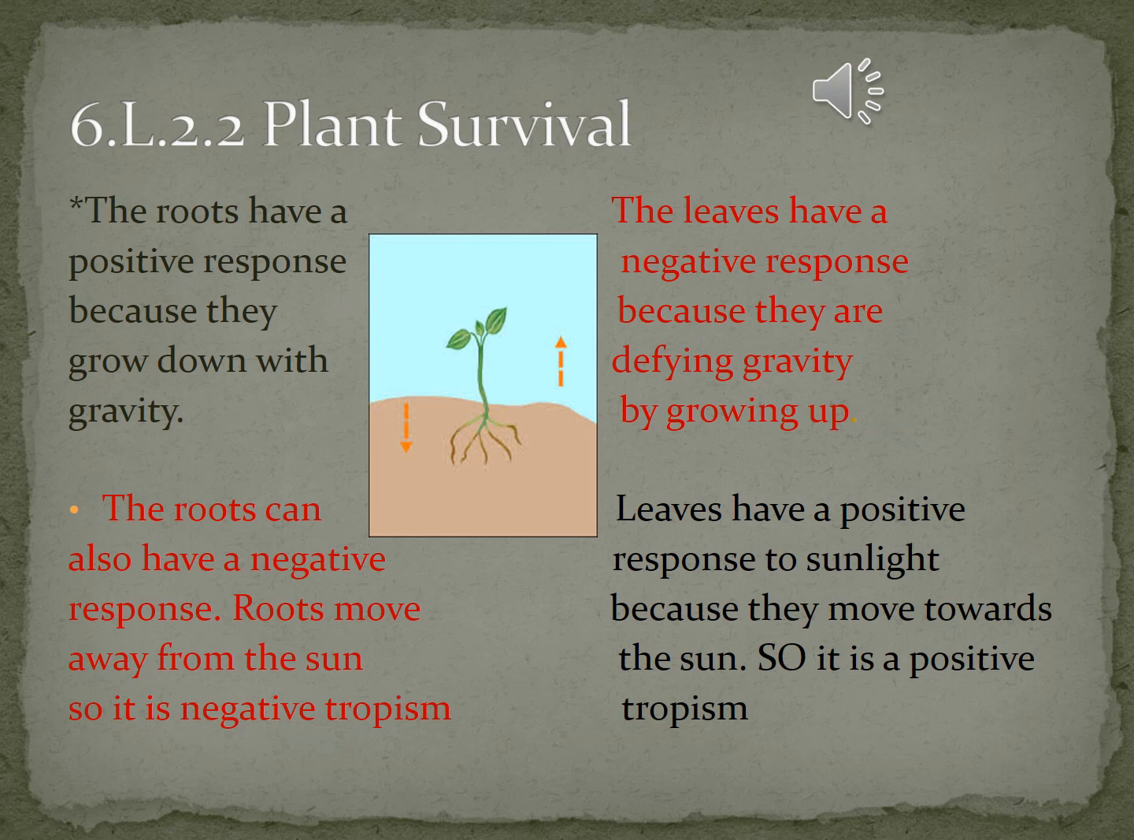That's defying gravity because it's growing up. Gravity makes things go down. So that's negative tropism because it's not growing in the right direction. Now, the roots can also have a negative response. Roots move away from the sun, so it is negative tropism for sunlight. Leaves have a positive response to sunlight because they move towards the sun, so that's positive tropism.